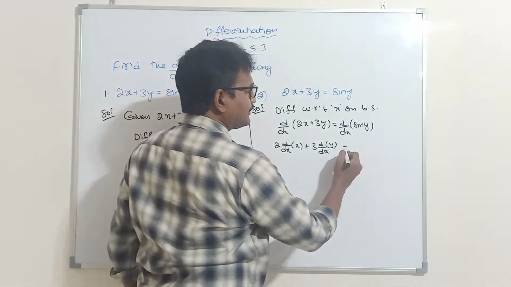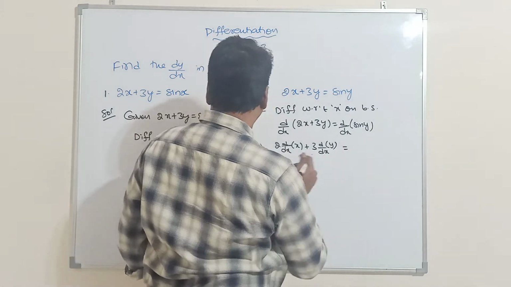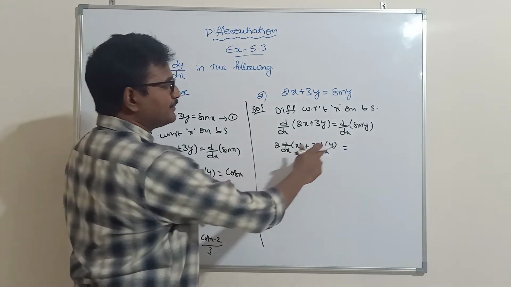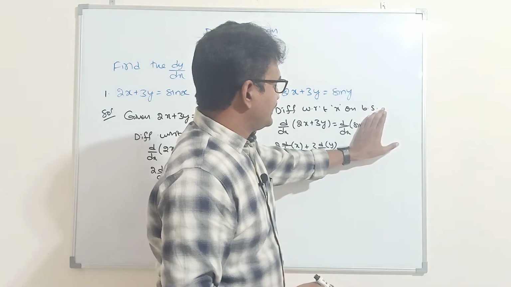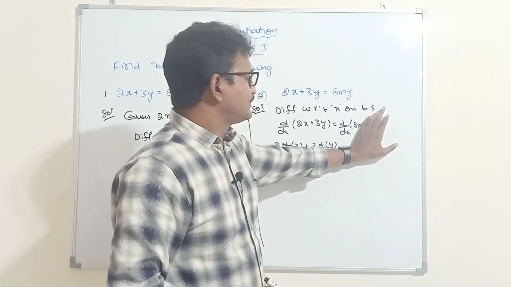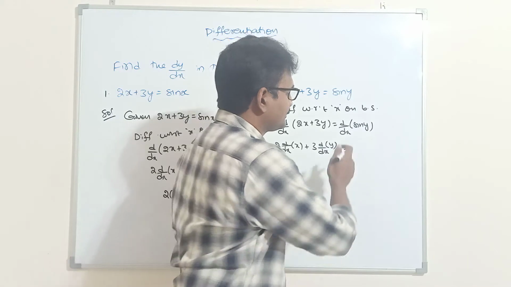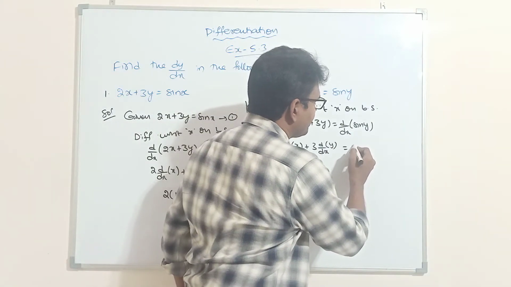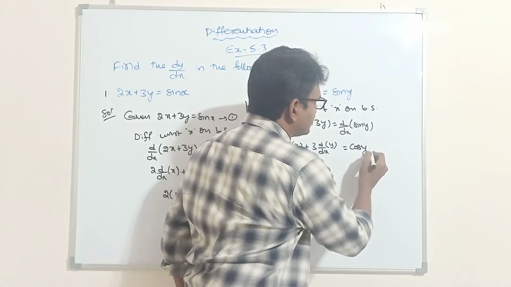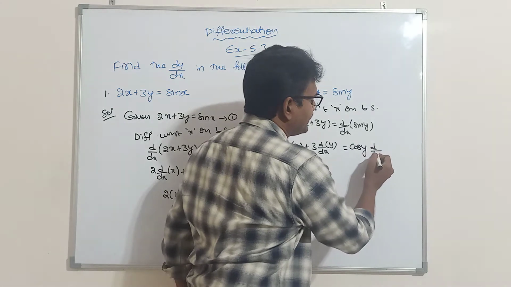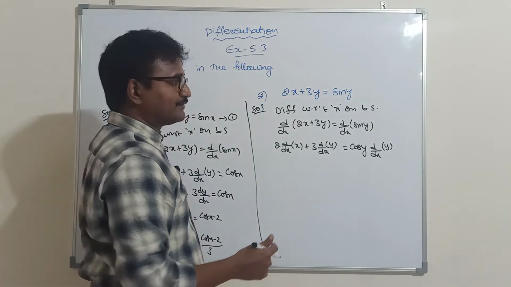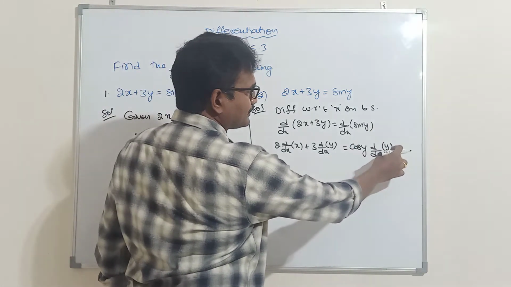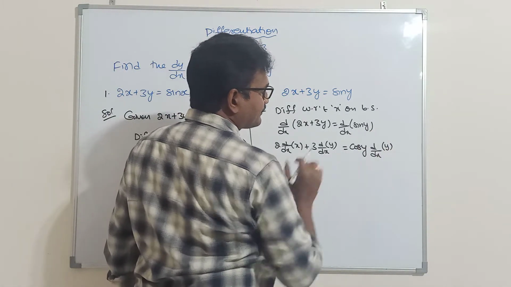We know d by dx of sin x is cos x, but this is not sin x, this is sin y. So cover y and assume it as x. The derivative of sin y becomes cos y into d by dx of the part which you assumed as x. Find the derivative of that part. Which part did you assume as x? y. So that is why we consider into d by dx of y.